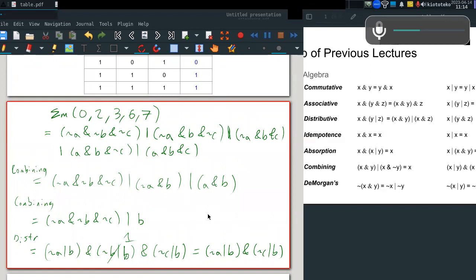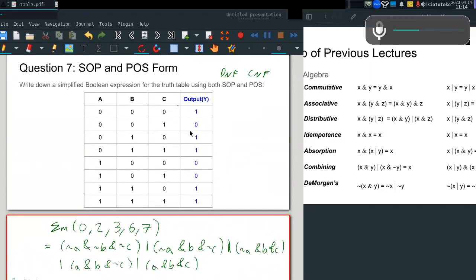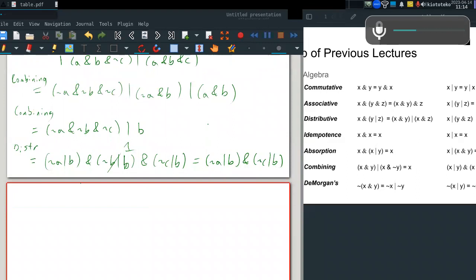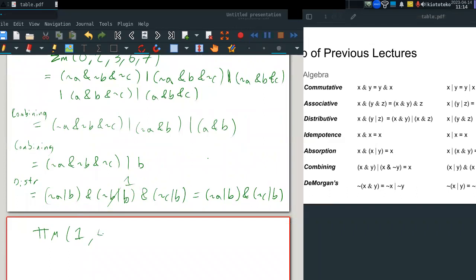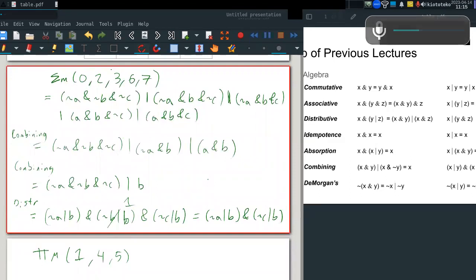And the max terms are those expressions that result in 0. Let's see how this works. So let's see all the rows that have 0. It's the 1, 4, and 5, no? So we can express the product of sums using 1, 4, and 5. And you can see that these are the complement of this set, no? The 0, 1 is not present here, nor 4 and 5.